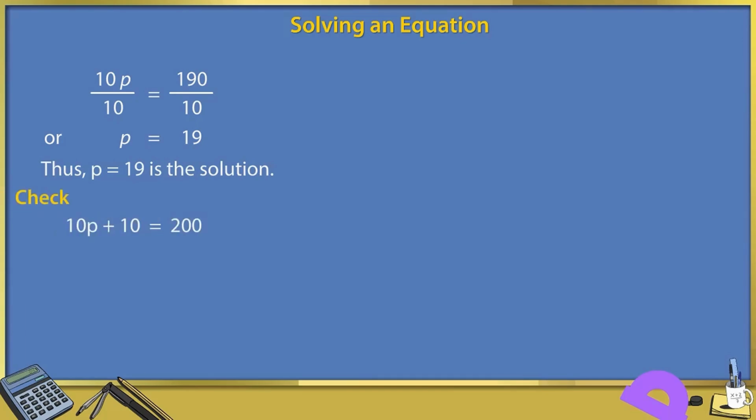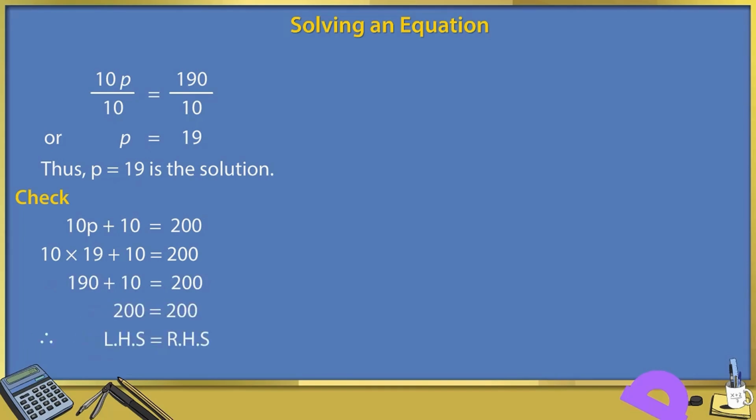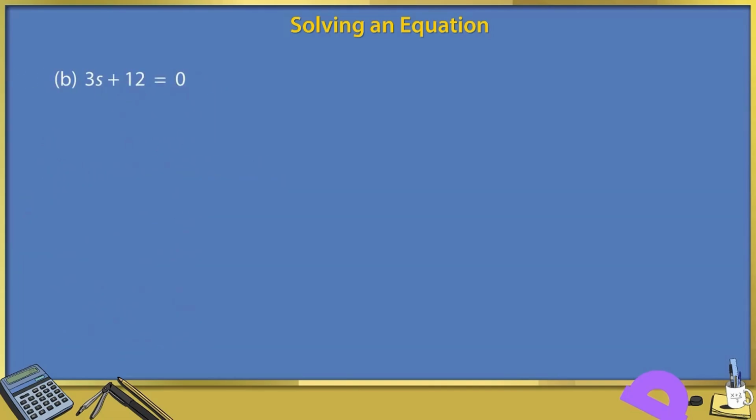Check. 10p + 10 = 200. 10 × 19 + 10 = 200. 190 + 10 = 200. 200 = 200. Therefore, LHS = RHS. B. 3s + 12 = 0.